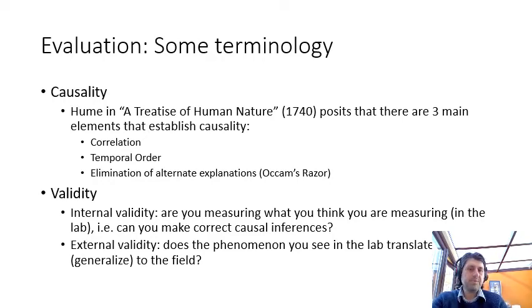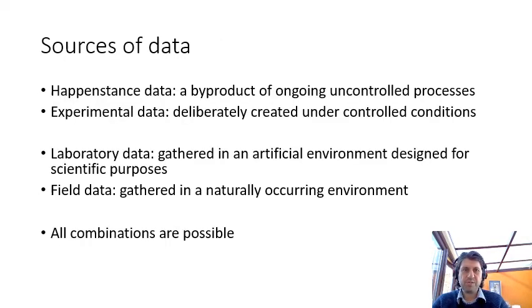Okay. Now, some other terminology we talked about is internal validity and external validity, and I'll ask you to refer back to your notes about that. We also talked about different sources of data. So we can have happenstance data, which is just a byproduct of ongoing uncontrolled processes. Examples of these are GDP or unemployment rates, things like that. You have experimental data, which is deliberately created under controlled conditions. And then data that's either created in the lab or the field, where the lab is actually an artificial environment designed for scientific purposes, but the field is actually a naturally occurring environment.